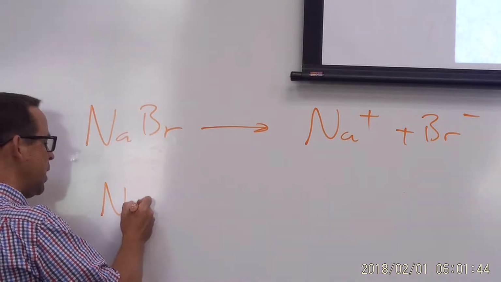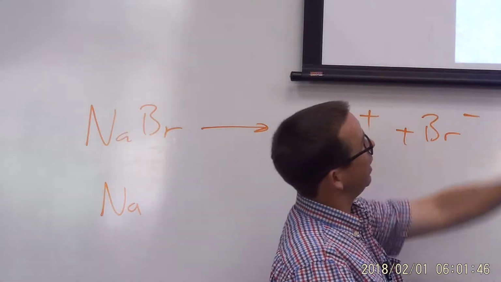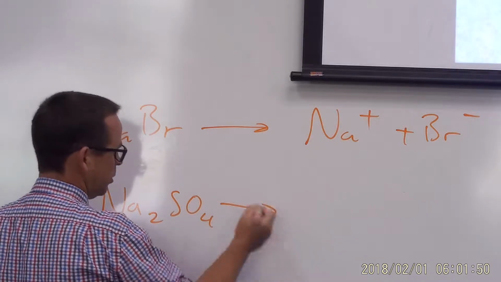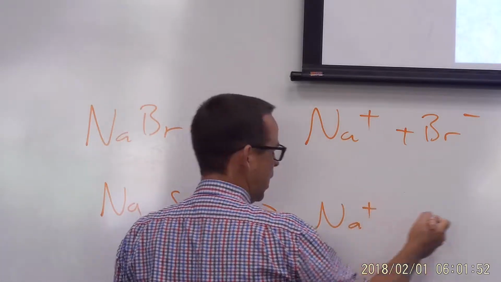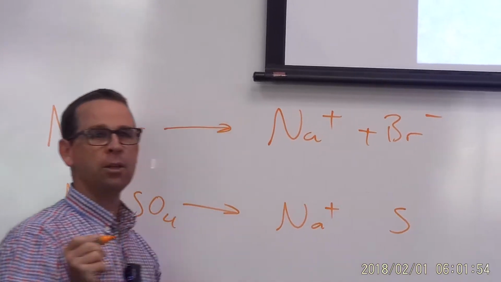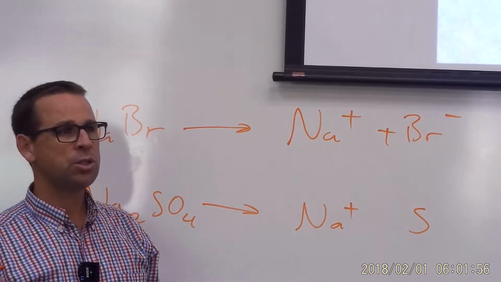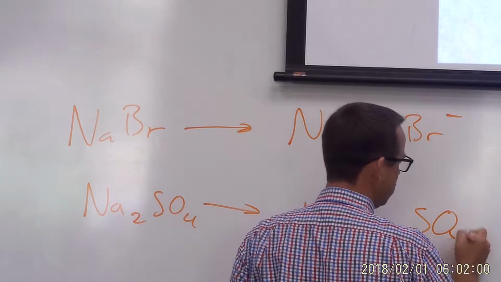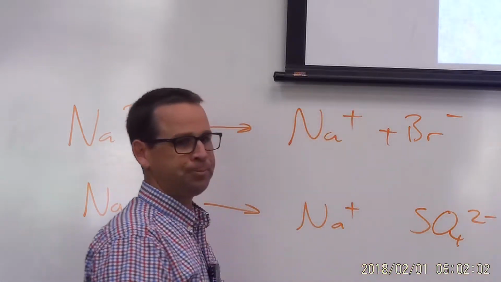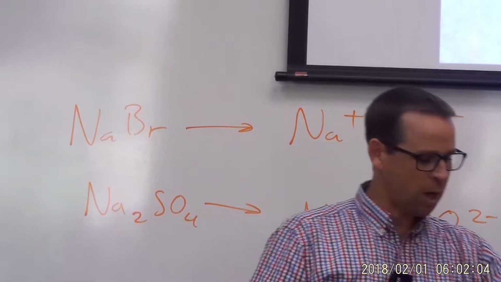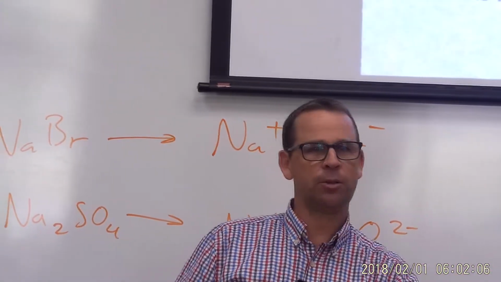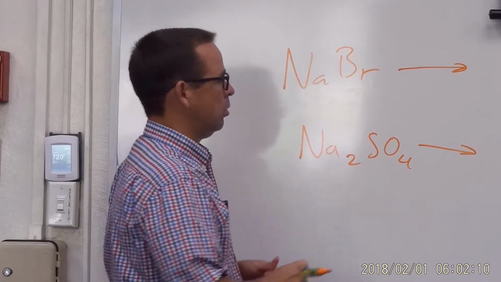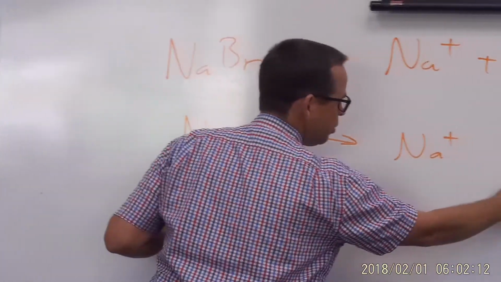Anyways, let's do that again with sodium sulfate, Na2SO4. Sodium ions and the sulfate ion. What's the sulfate ion look like? What's its charge? SO4, 2 minus. So how do we know that? That's right. We look at the chart, we figure it out, or it's on the board. So these are the 2 ions we have.